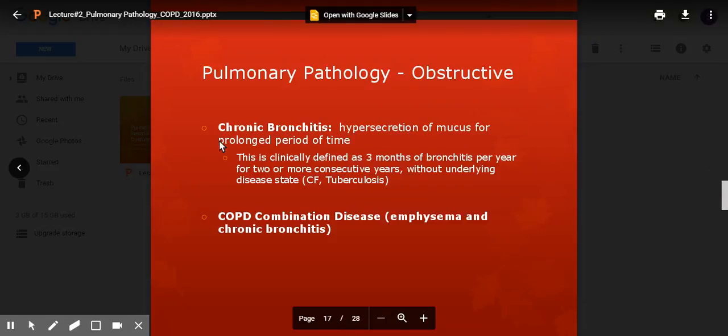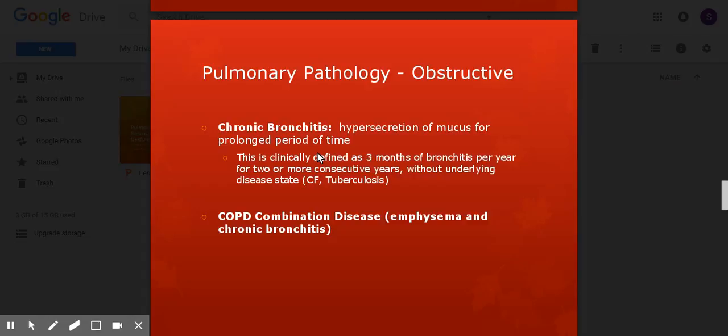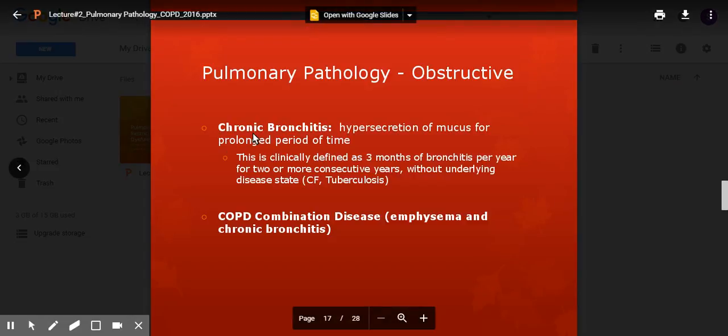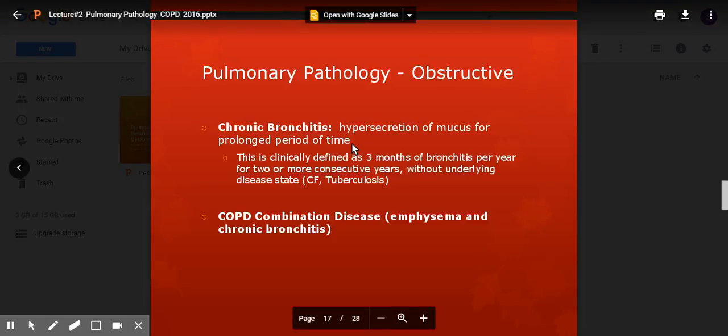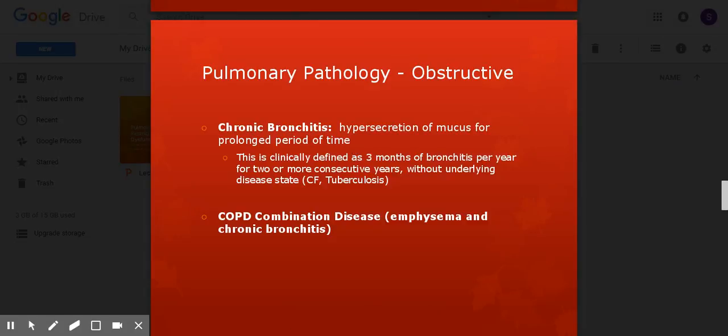A second obstructive lung disease is referred to as chronic bronchitis. Chronic bronchitis is the hypersecretion of mucus for a prolonged period of time, resulting in a clinical manifestation of bronchitis. This is not to mean that if you get bronchitis here and there that you have chronic bronchitis.